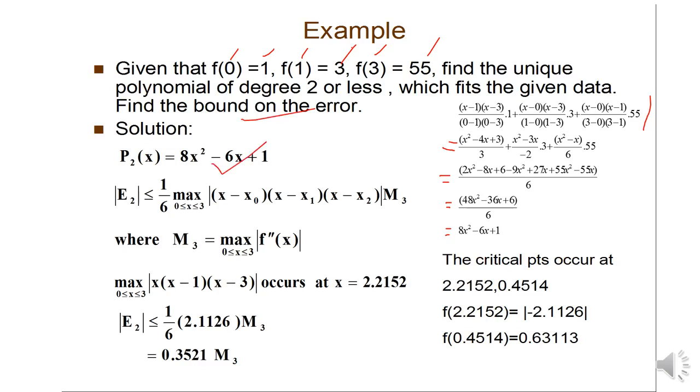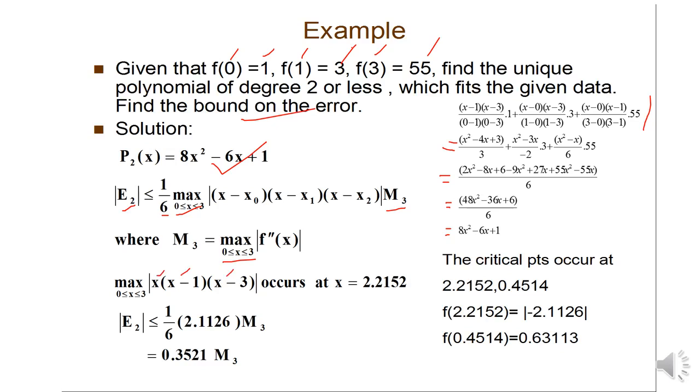Now we have to find the bound on the error. Because there are 3 points, |E2| is less than or equal to 1/(n plus 1) factorial, meaning 2 plus 1 factorial, times the maximum of the product of x minus x0, x minus x1 and x minus x2. So x0 is 0, x1 is 1 and x2 is 3. These values you will substitute, and x lies between 0 and 3. M3 is the maximum of the mod of the third derivative of the function, x lies between 0 to 3. So we find the maximum of the product of these three values.